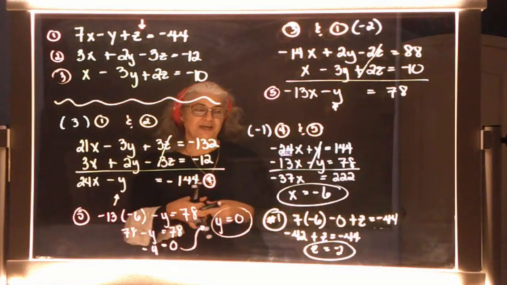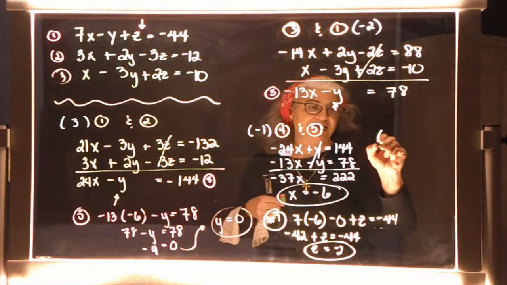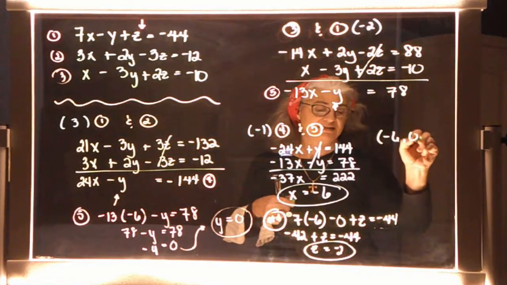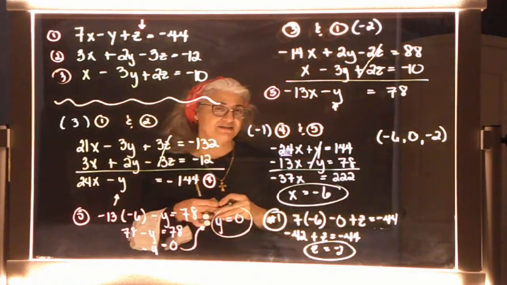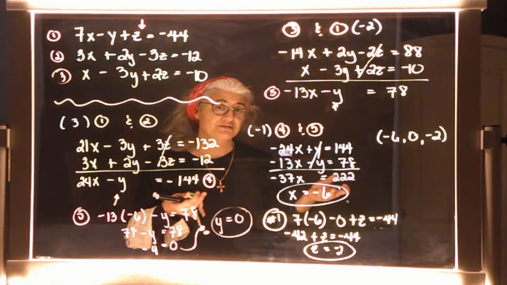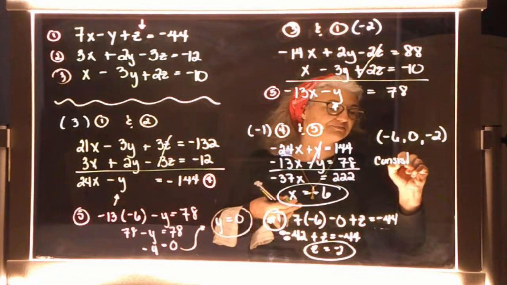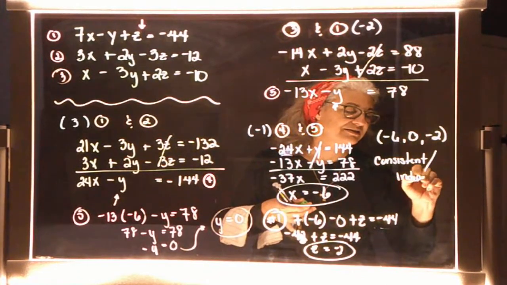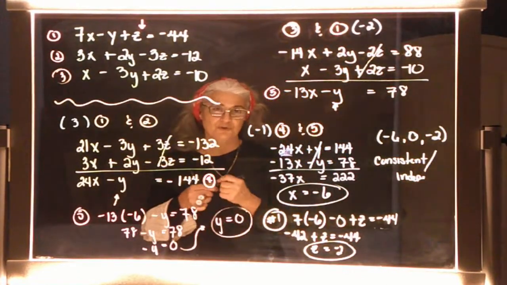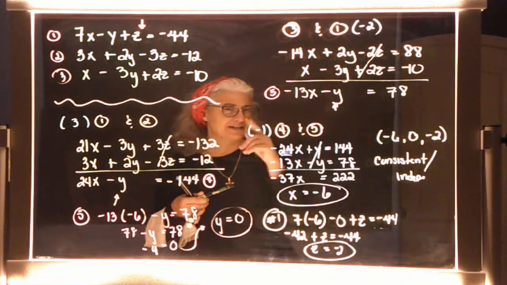Awesome. Okay, time to write our ordered triple. x first, y second, z last. So what kind of system is it? Because I actually have a solution. Yeah, this is a consistent and an independent system. Cool? Does this make sense? Are you getting the hang of it? Good. I got one more for us.